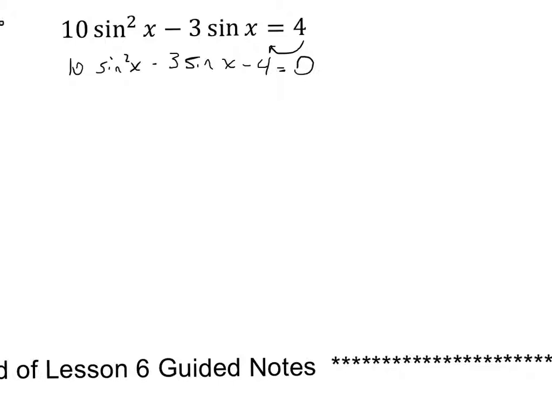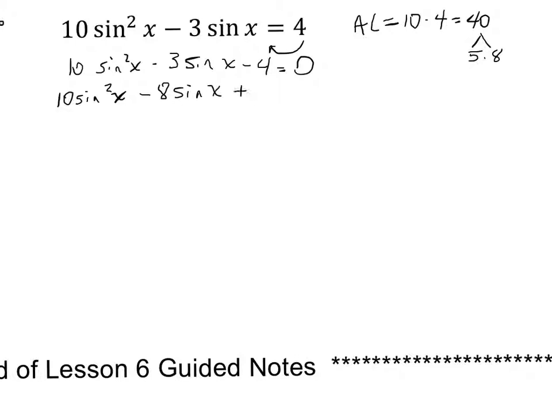At this point, we can decide to factor. Okay, we're going to use our AC method, and A is 10 and C is 4. So we're dealing with an AC value of 40. So we're looking for factors of 40 that subtract to give me 3, and that's going to be 5 times 8. So I'm going to break up the middle term after I rewrite the first term. And we will have negative 8 sine x and a positive 5 sine x minus 4 equals 0.